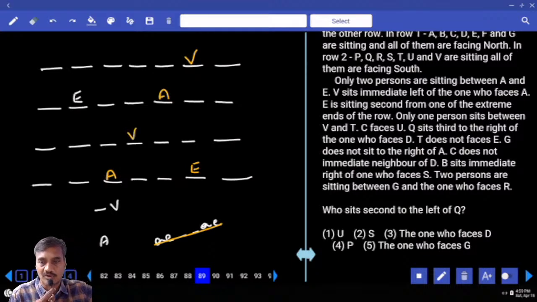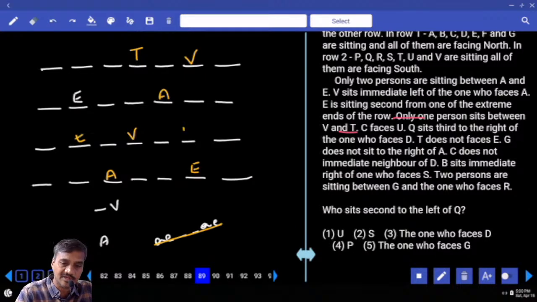Then only 2 persons between A and E, and V sits to the immediate left of the one who faces A, and E is sitting second from one of the extreme ends of the row, and only one person between V and T. T can be at any one of these 2 places. And C and E are facing opposite to each other.